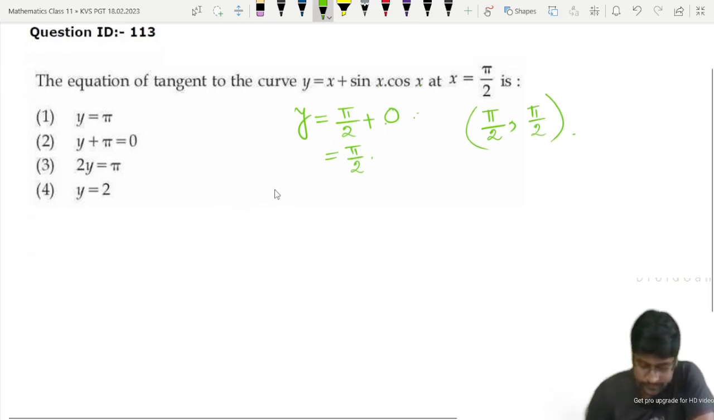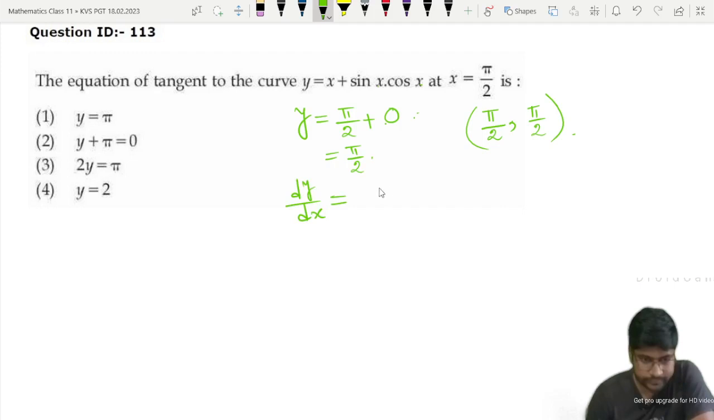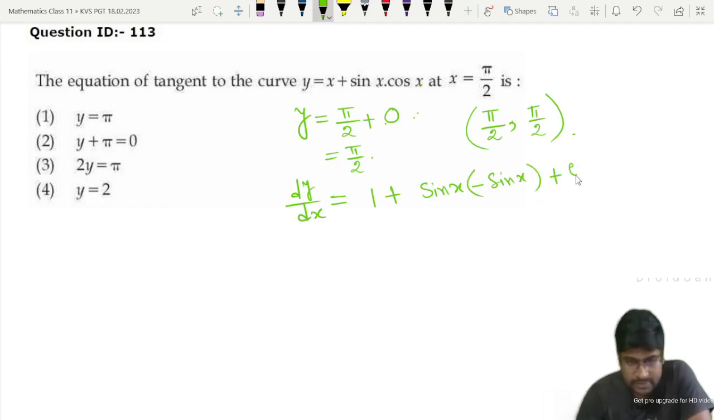We have to find the slope at this point. For finding the slope we have to find dy/dx. This is also from application of derivative. So dy/dx will become 1 plus sin x into the derivative of cos x, that means minus sin x, plus cos x into the derivative of sin x, that means cos x.